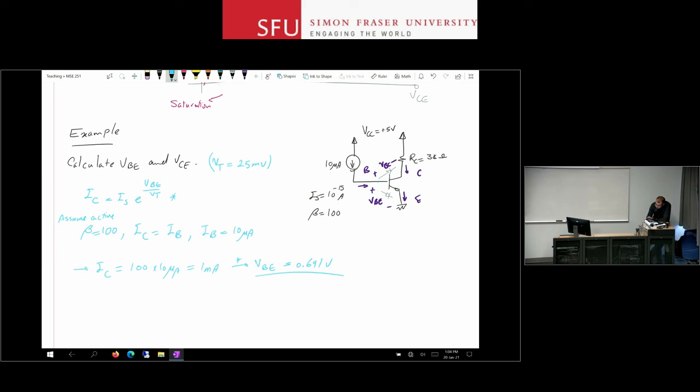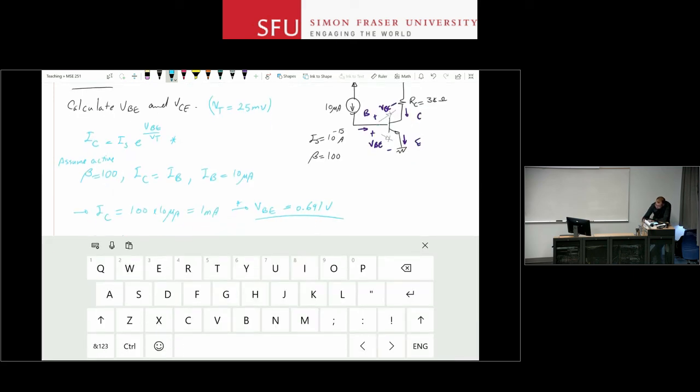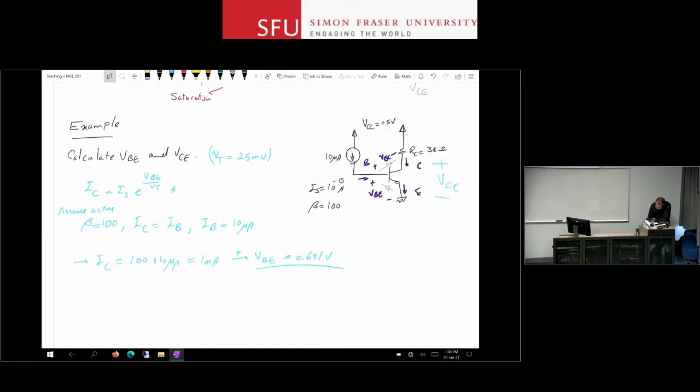VCE, I need to do a little bit of calculation. So VCE is the voltage from here to ground. The way to do that calculation, well, I know the emitter voltage is 0. The collector voltage, there is a current source at the bottom of that node. I really cannot say anything about the voltage across a current source, but I can calculate the voltage at the top node if I go down from here. So VC is VCC minus IC RC.